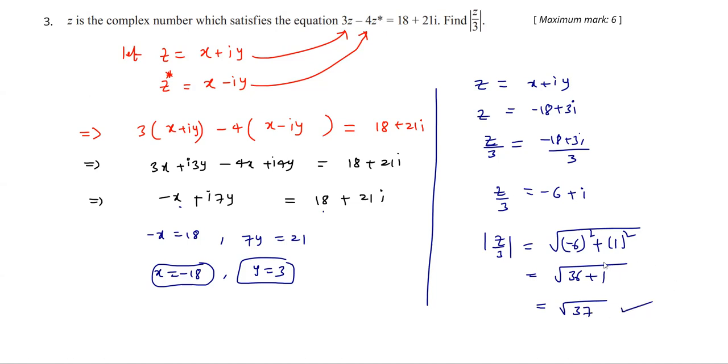So it's a simple question only. First, we substitute the values of z and its conjugate in their respective places, then simplify and compare the real part with the real part. If two complex numbers are equal, that's only because the real part is equal to the real part and the imaginary part is equal to the imaginary part. We did that and we could find the z and then z over 3, then the magnitude of that, under root of real part square plus imaginary part square. Okay.